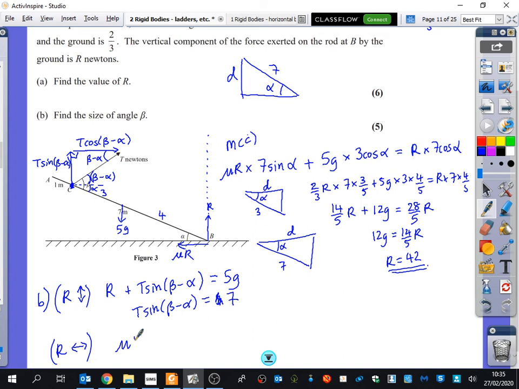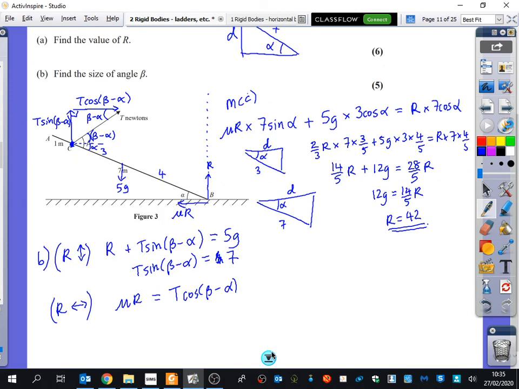So you get mu R going to the left, and that must be equal to T cos(beta minus alpha). Now mu is what? 2/3. So it's 2/3 of 42, and 2/3 of 42 is 28. So we have T cos(beta minus alpha) is equal to 28.